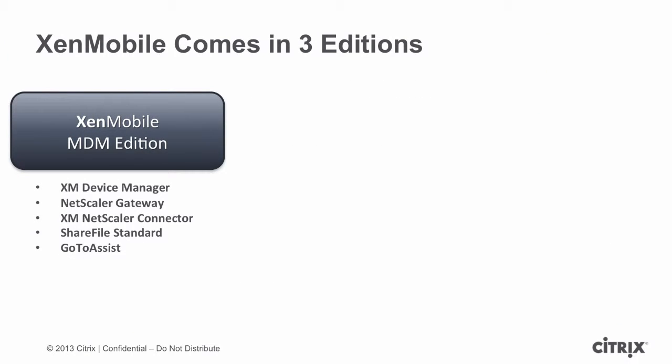XenMobile itself comes in 3 editions. So we do have the MDM edition, which comes with just the device manager, the NetScaler gateway, the XenMobile NetScaler connector, which is utilized for integration with Exchange, allowing us to pull ActiveSync filters directly from our Exchange environment, and it will allow the NetScaler to allow or deny ActiveSync connections within your environment based on the filter. We're also going to include ShareFile Standard and GoToAssist so that your help desk can support your users.